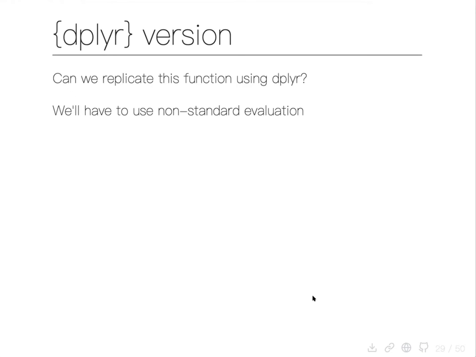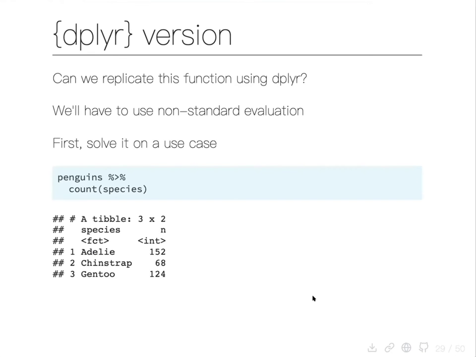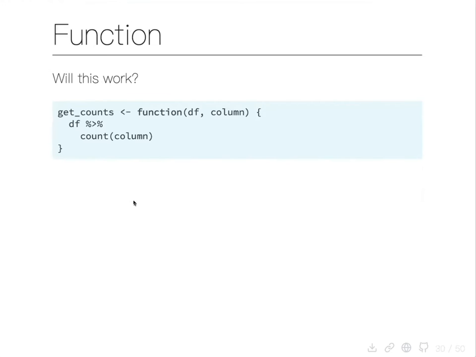Okay. All right. So we can do it using dplyr. We just have to use non-standard evaluation. So first, let's solve it on a use case, right? So here's penguins, and I would say count species. Great, it works. That's super simple, right?